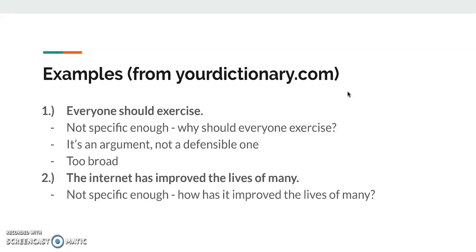This second one, the internet has improved the lives of many. Again, for much of the same reasons it's weak. It's just not specific enough. It doesn't state how it has improved the lives of many.